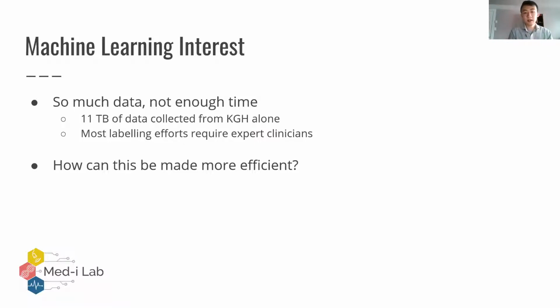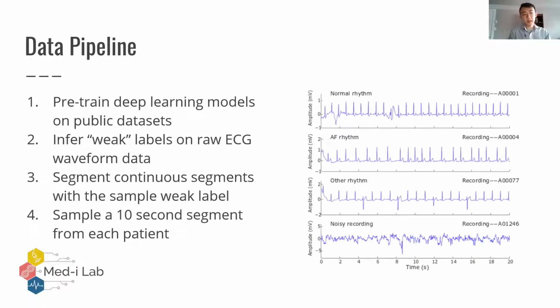Is this something else? So the research problem we were trying to look at here is, how can we make this more efficient? How can we actually get some meaningful insight from this data and try to find AFib in it without spending millions of dollars and hiring hundreds of physicians to look through it? So the pipeline we've come up with to actually get data out in the first place is that we've pre-trained deep learning models from the literature on public data. The idea here is to have a bootstrap that we can use to further label our existing data at KGH. It's not going to be perfect.